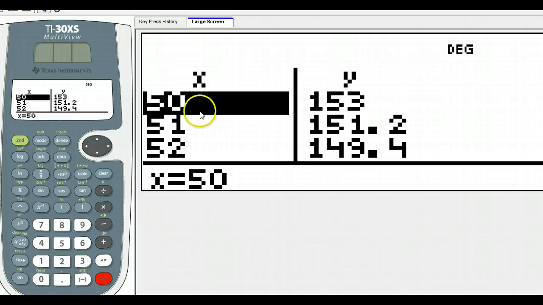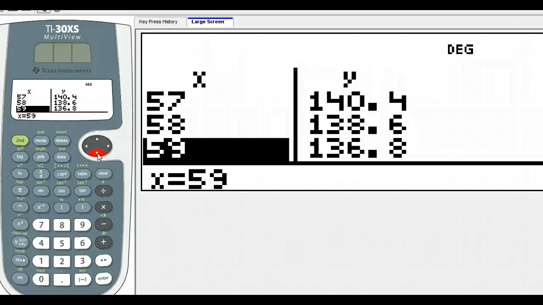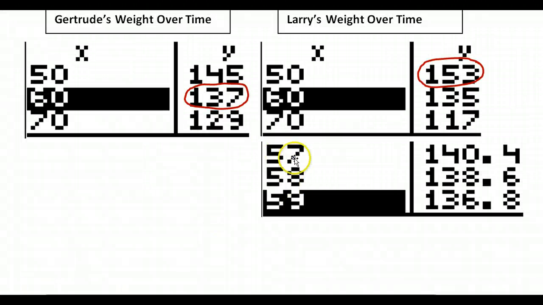So here we go. Now it's counting by ones, 50, 51, 52. So it's something pretty close to 60 where they changed. Maybe somewhere in this area. So let me take a snapshot of this and see if we've got what we need. Okay, so here's some more data for Larry. 57, 58, 59 weeks. Alright, so that's some specific numbers between 50 and 60 there.